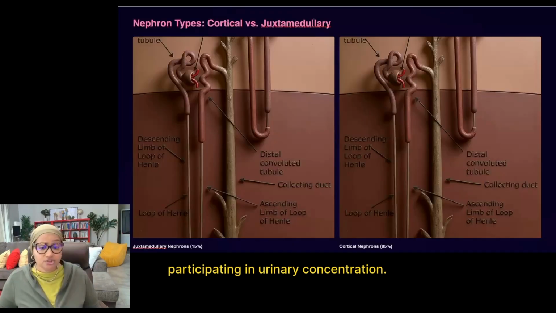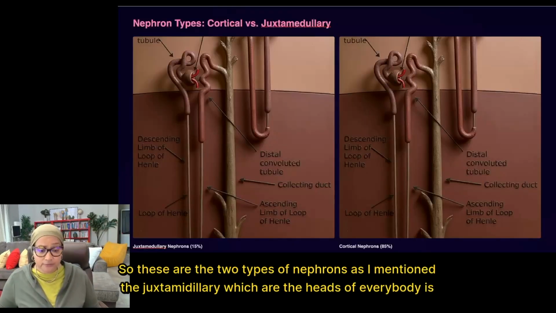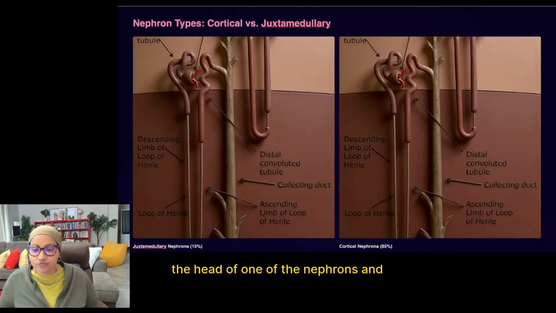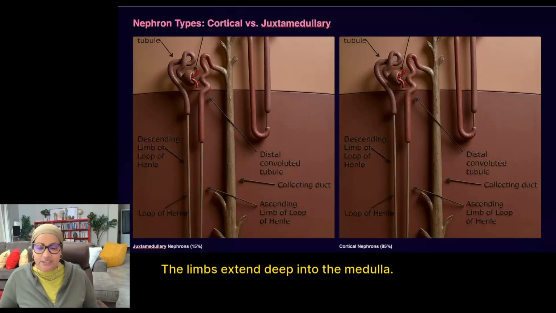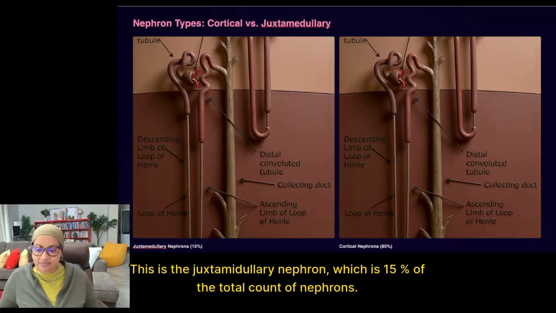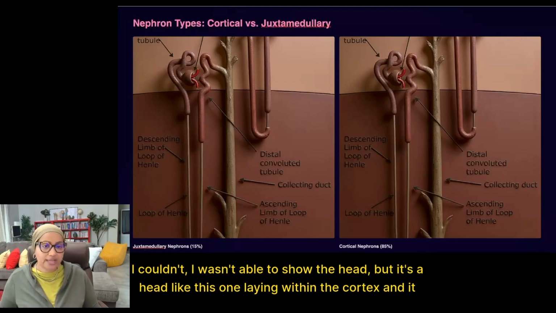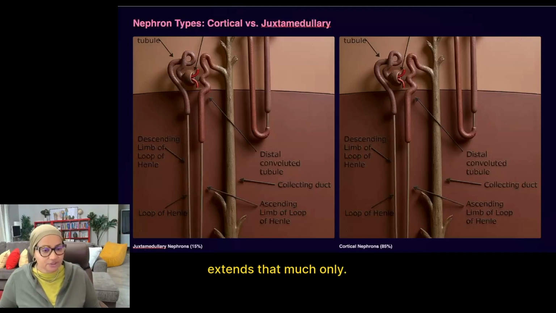So these are the two types of nephrons, as I mentioned. The juxtamedullary, whose heads, like everybody's, are here in the cortex. This is the cortical area. This is just a cartoonish structure showing the head of one of the nephrons, and the limbs extend deep into the medulla. This is the juxtamedullary nephron, which is 15% of the total count of nephrons. This is the cortical nephron. I wasn't able to show the head, but it's a head like this one, lying within the cortex, and it extends only that much into the medulla. Okay.